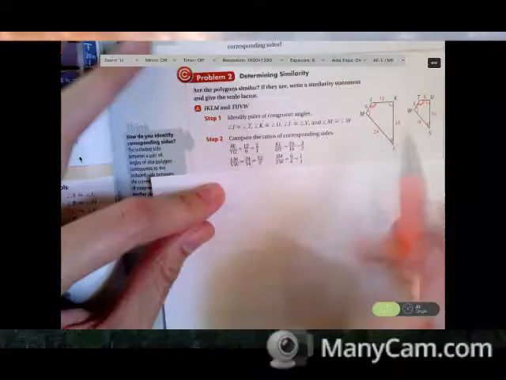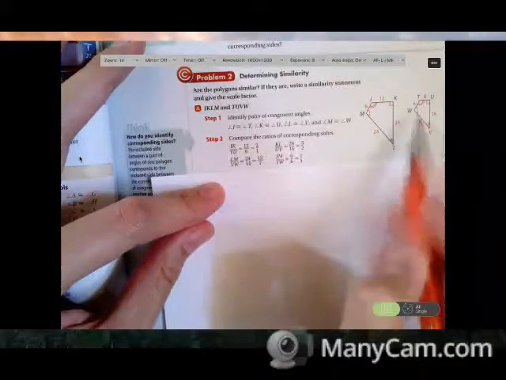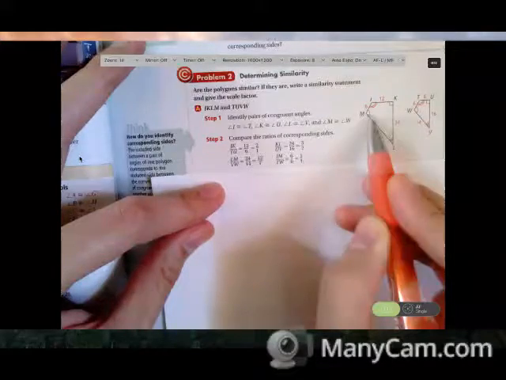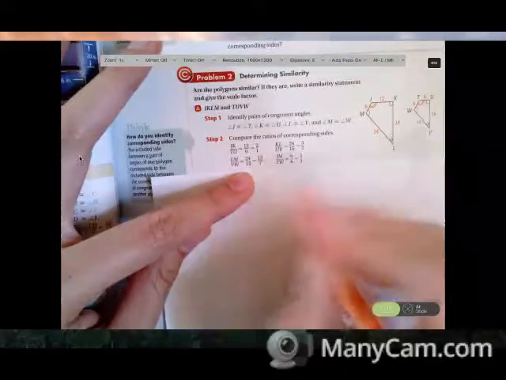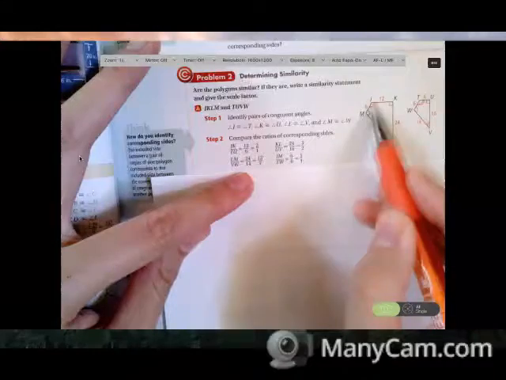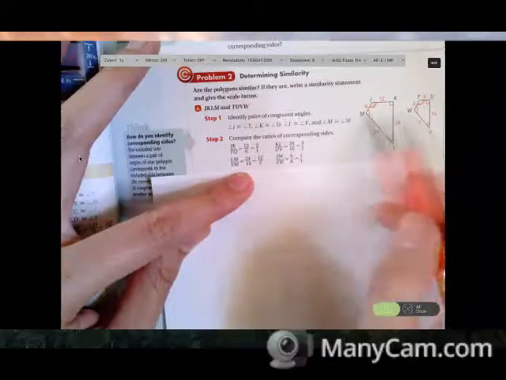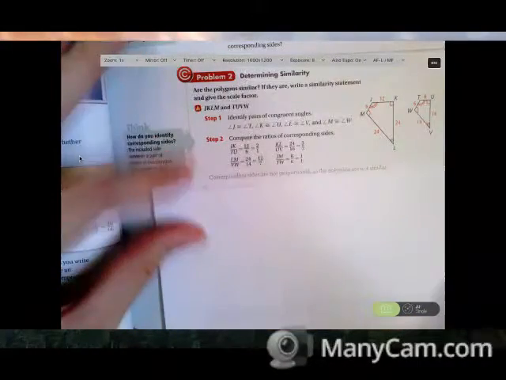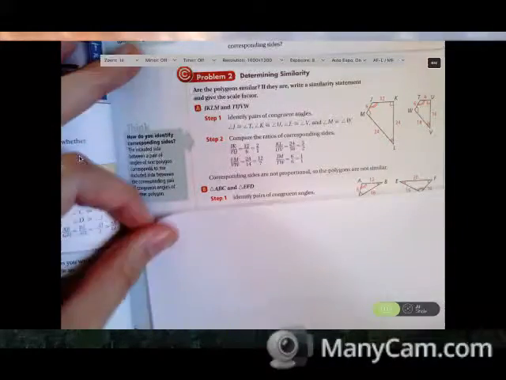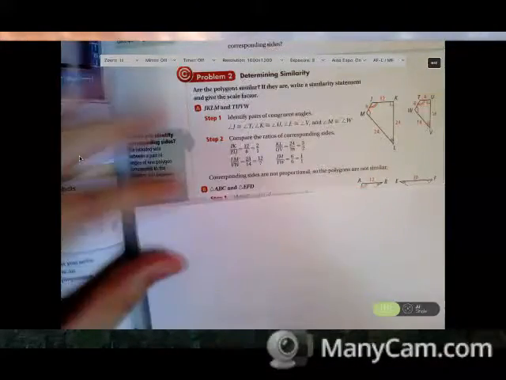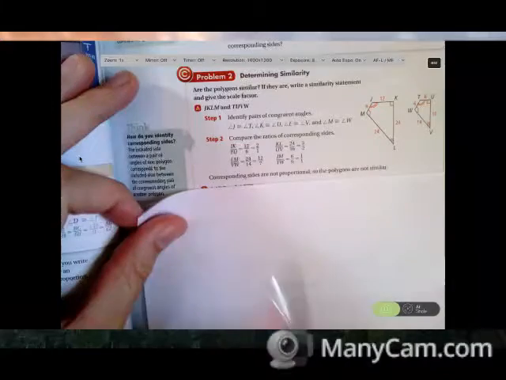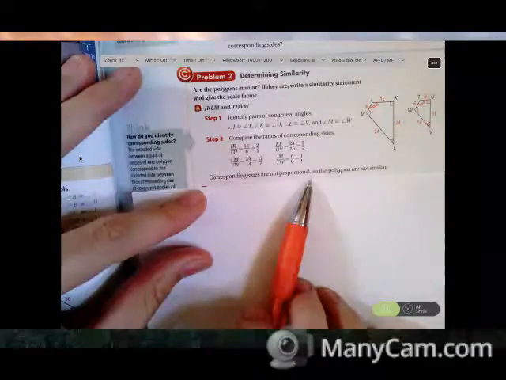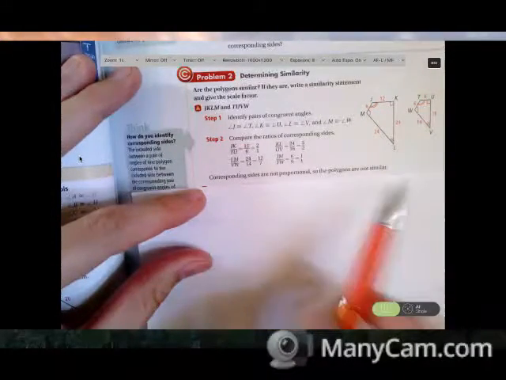Alright, so LM corresponds to VW because 3 tick marks, 1 tick mark. So it's going to be 24 over 14, which is 12 over 7. JM over TW, 6 over 6, which is just 1. So, since the corresponding sides are not proportional, the polygons are not similar.